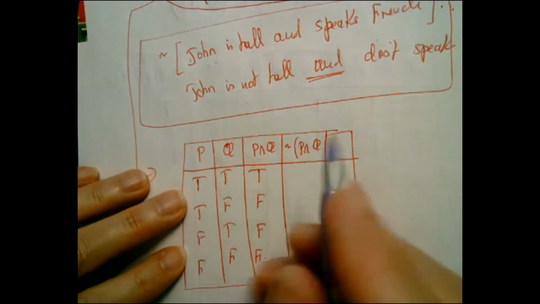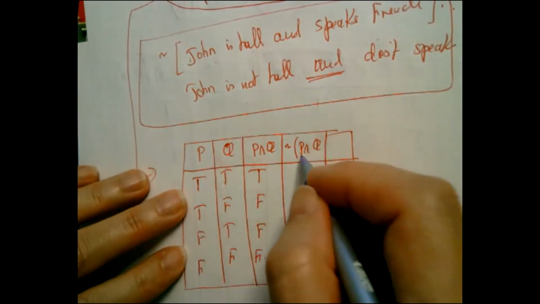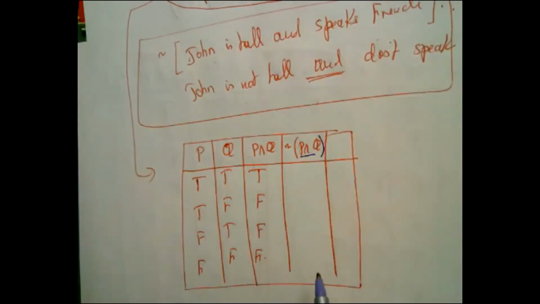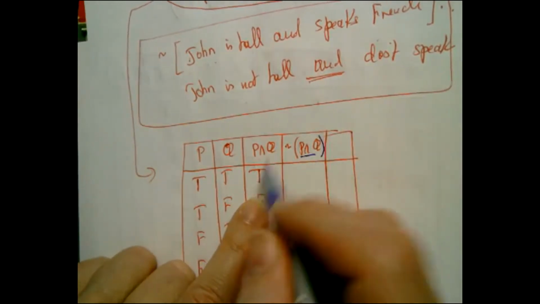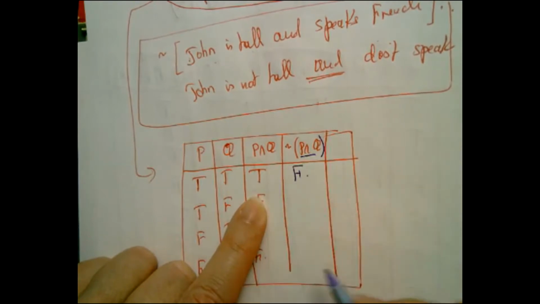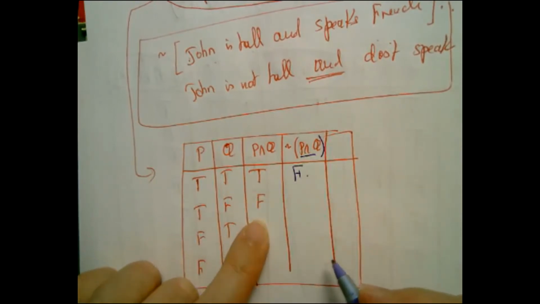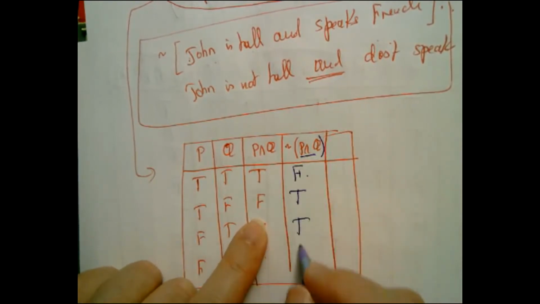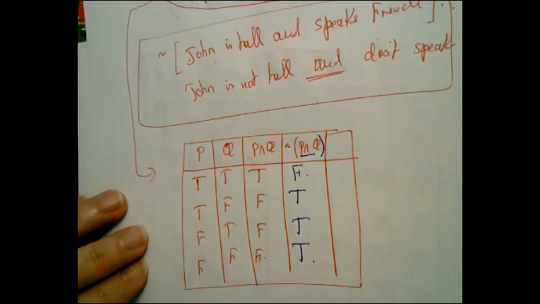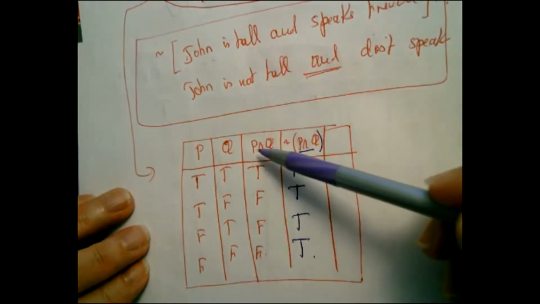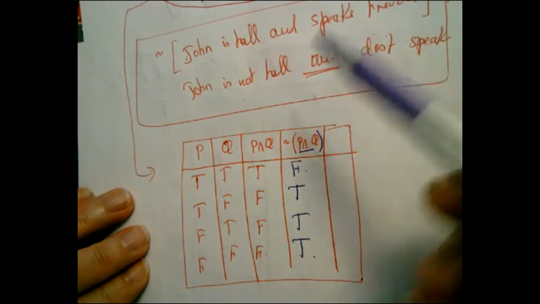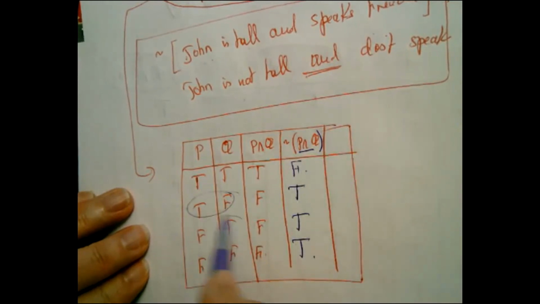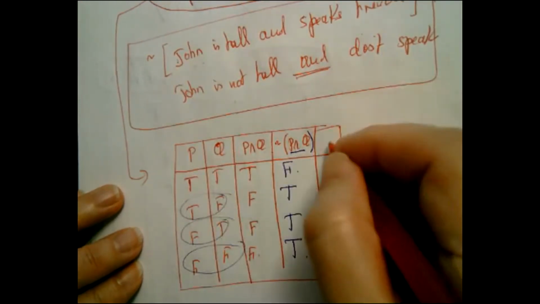The negation is a statement which is true when the original one is false, and the other way around. So my negation is going to be false here. My negation is going to be true everywhere else. So when is the negation of P and Q true? Here, here, and here. All right, so now let's take non-P and non-Q.